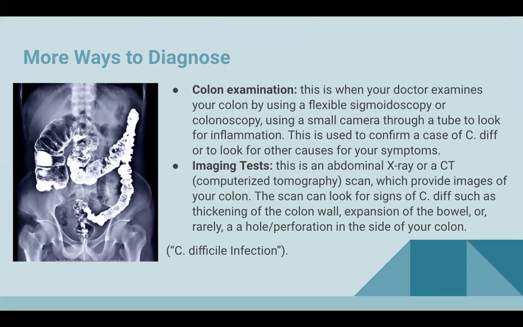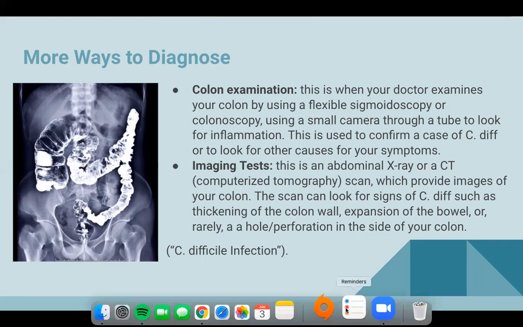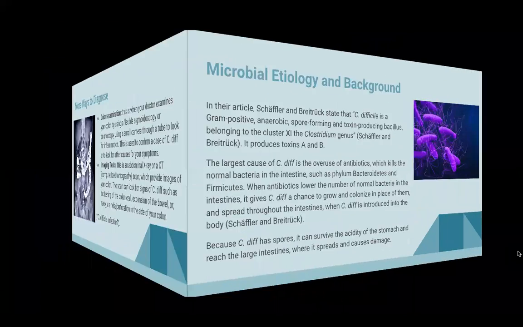And then an imaging test is an abdominal X-ray or CT scan, which provides images of your colon, and it looks for signs of C. diff, such as thickening of the colon wall, expansion of the bowel, or a hole or perforation in the side of your colon. This is an X-ray, just an example.